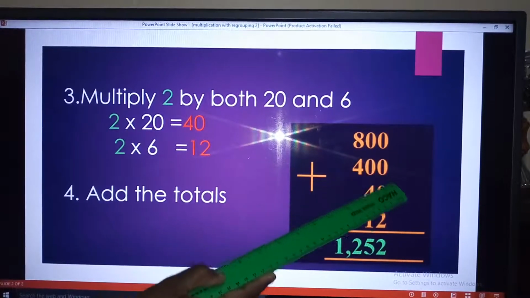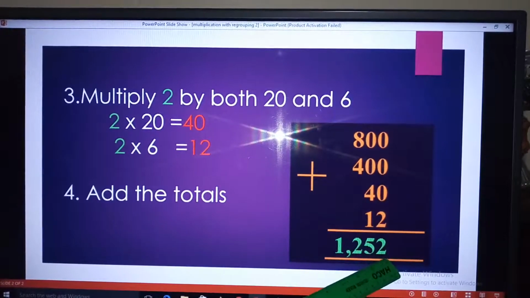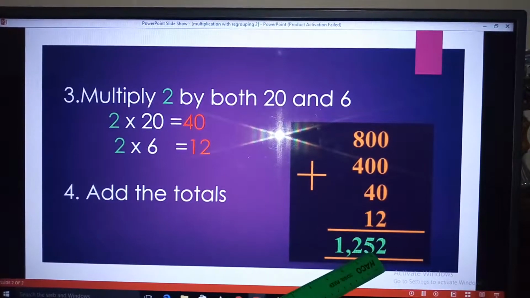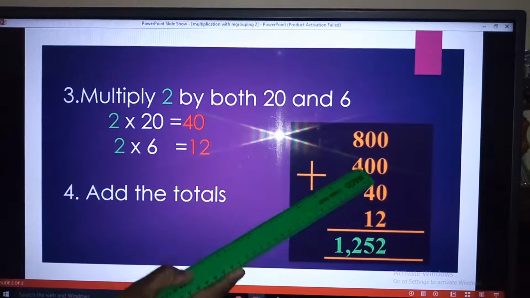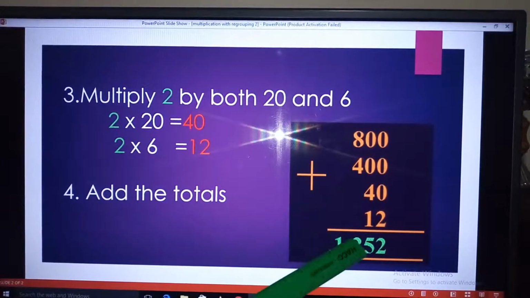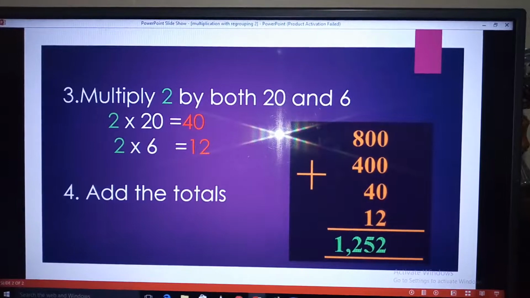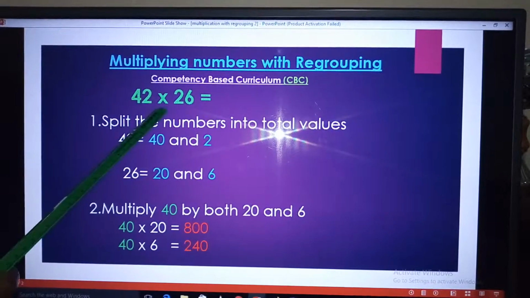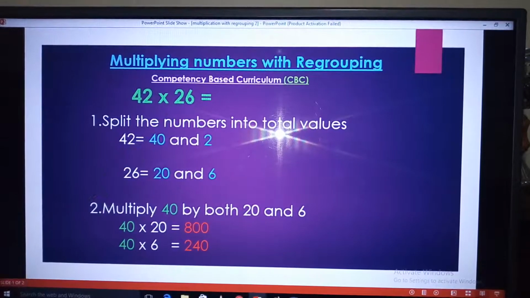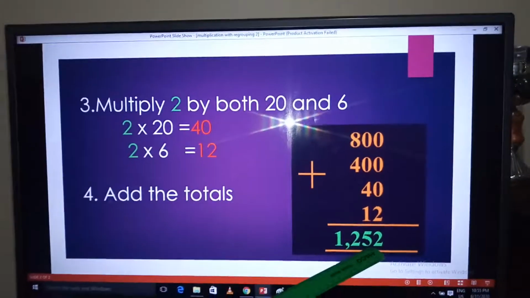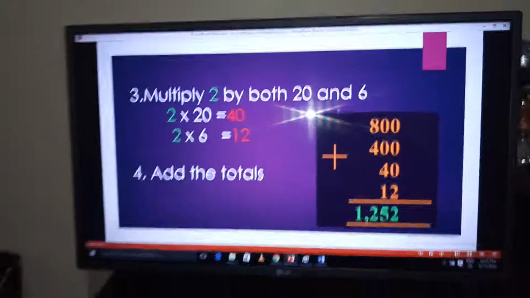0 plus 0 plus 0 plus 2 equals 2. 0 plus 0 plus 4 plus 1 gives us 5. 8 plus 4 gives us 12. So our answer for these two numbers, 42 multiplied by 26, is 1,252. As simple as that.